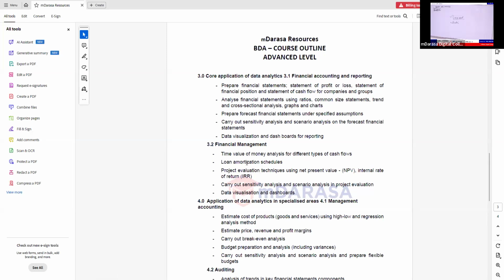When we'll be talking about TVM, that is time value of money, we'll be talking about loan amortization schedules, and the concept of NPV. All these concepts, at some point, you must have done them at our basic level. So whatever we'll be doing here is for us to apply that knowledge in business data analytics. So at this point, you can clearly agree with Mwalimu that business data analytics is not always about us knowing Excel.